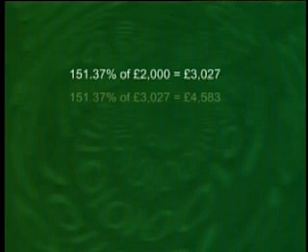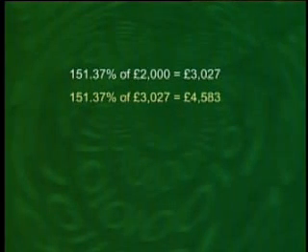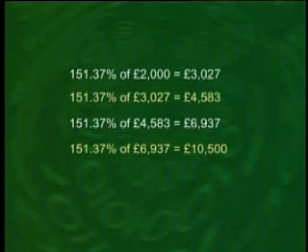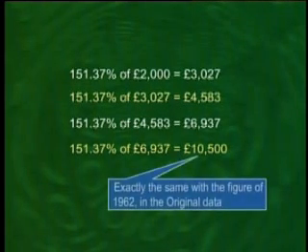151.37%. And if we utilize this value to obtain the individual turnover figures, we find that 151.37% of 2000 is 3027, 151.37% of 3027 is 4583, and continuing in this manner, the final figure comes out to be 10500, exactly the same as what we had in the original data.